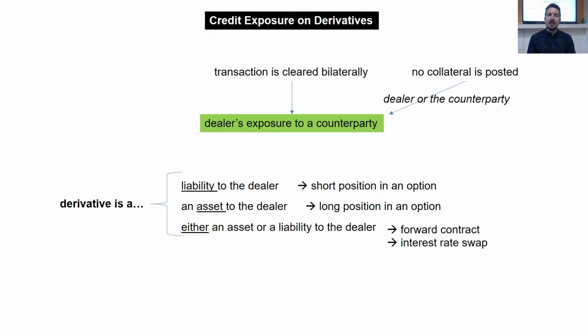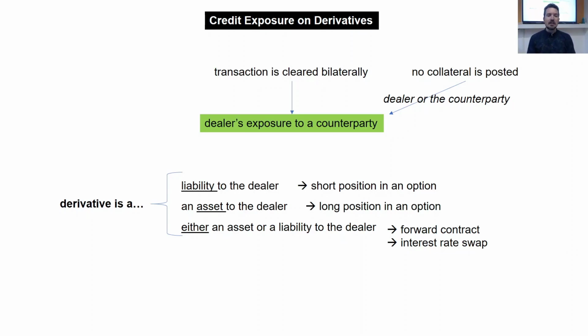And what happens in case of credit exposure on derivatives? So okay, we have these bilateral transactions, no collateral is posted. Later on it will be prescribed, but right now it's not posted. And we have just two players, the dealer and the counterparty. Let's assess only the dealer's exposure to the counterparty. So practically the derivative can be a liability, an asset, or none of them for the dealer.